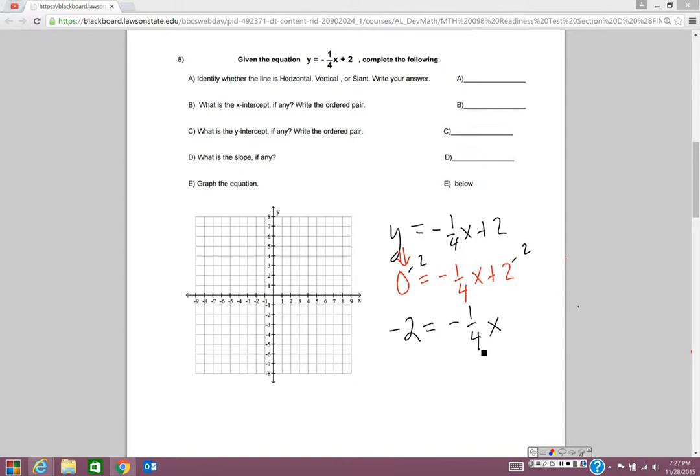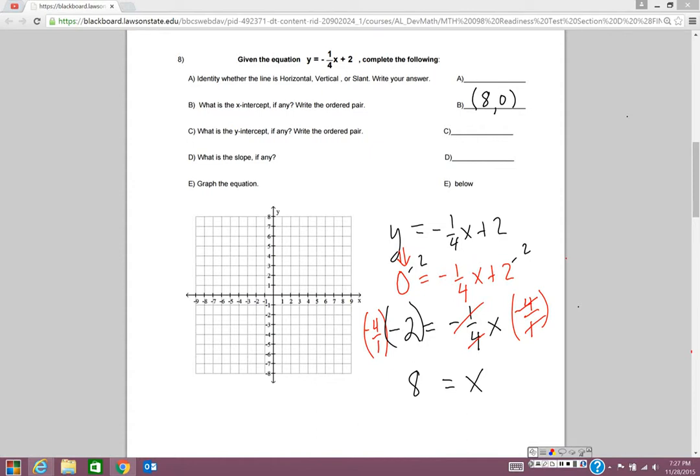And to get rid of this fraction here, you can multiply by the reciprocal. The reciprocal is negative 4 over 1. If you multiply both sides by negative 4 over 1, you can see everything over here cancels. You have x equals a positive 8, because a negative 4 times a negative 2 is 8, divided by 1 is 8. So your x-intercept is 8, 0.